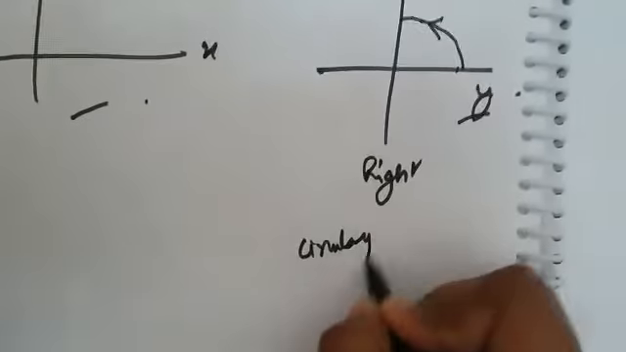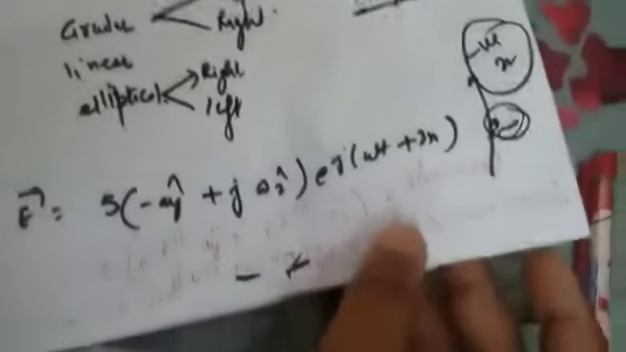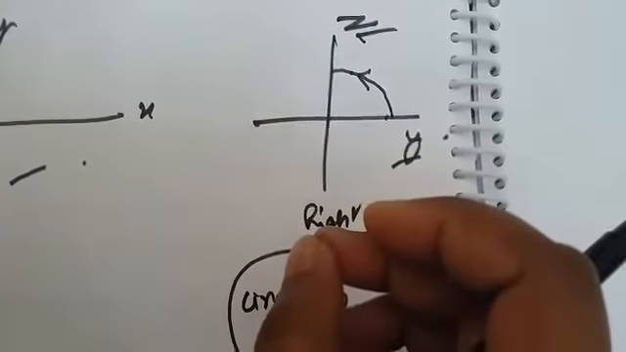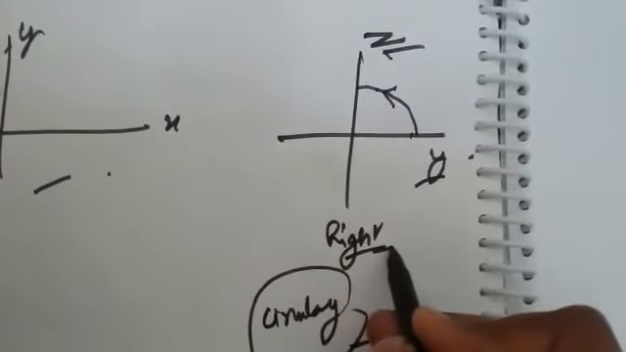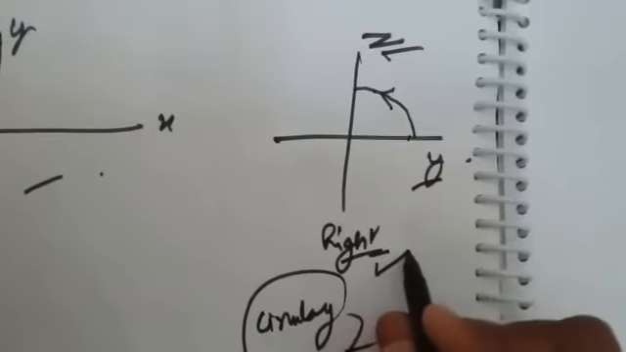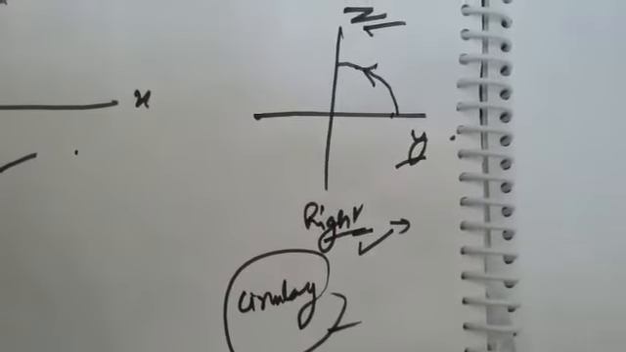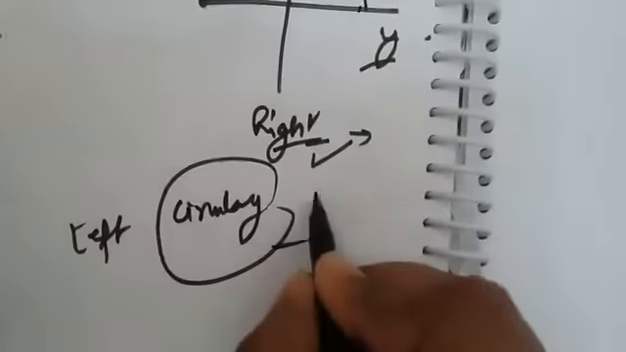circularly polarized. But I have already told you that if the wave is in the negative direction, then you have to reverse the direction which I have told you. The direction we are getting is right if the wave is propagating in the positive x direction, but the wave is propagating in the negative x direction, so we have to reverse the direction. So it's left circularly polarized. So these are the few questions.